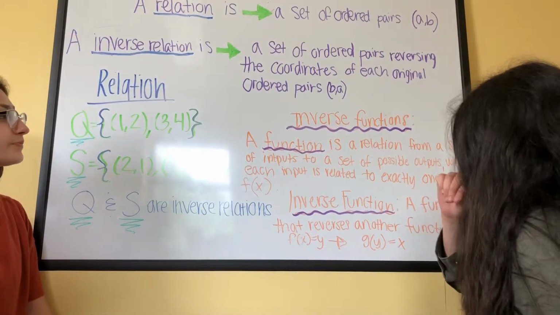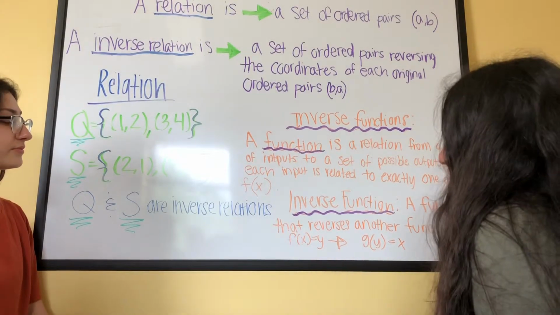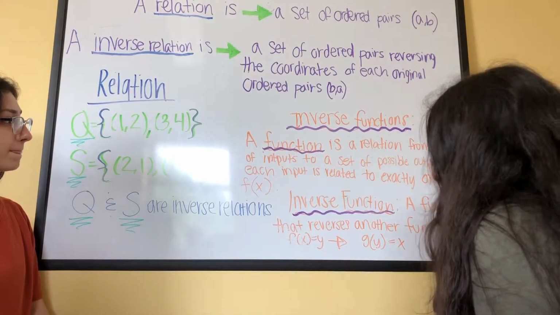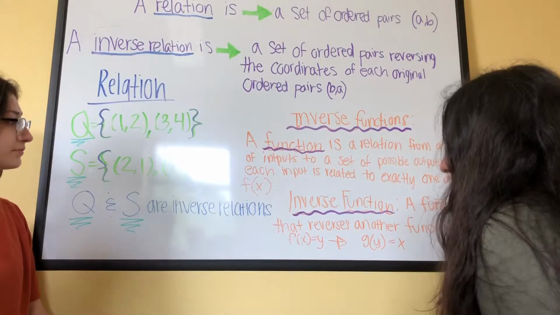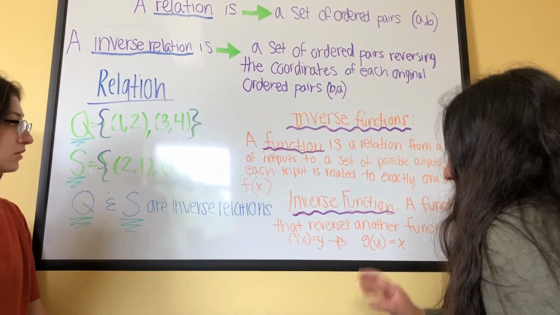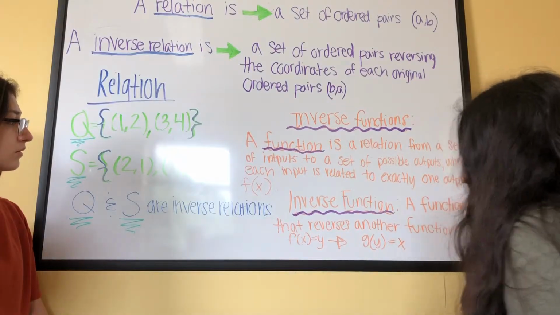And here's an example of a relation. We have Q, which is 1, 2, 3, 4, and S is 2, 1, 4, 3. Q and S are inverse relations because they're reversed.